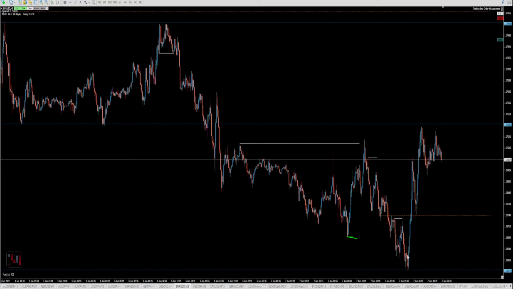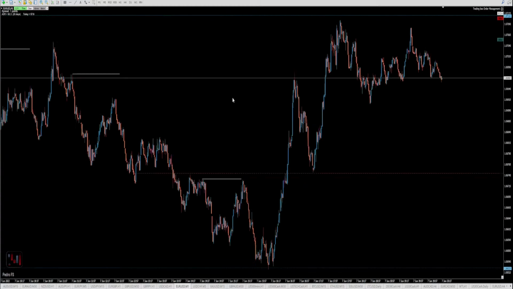So even if you are just trying to go long from here, even if you target even the retest of this high, something like that, it will already be a great trading opportunity. Unfortunately, I did miss this trade.